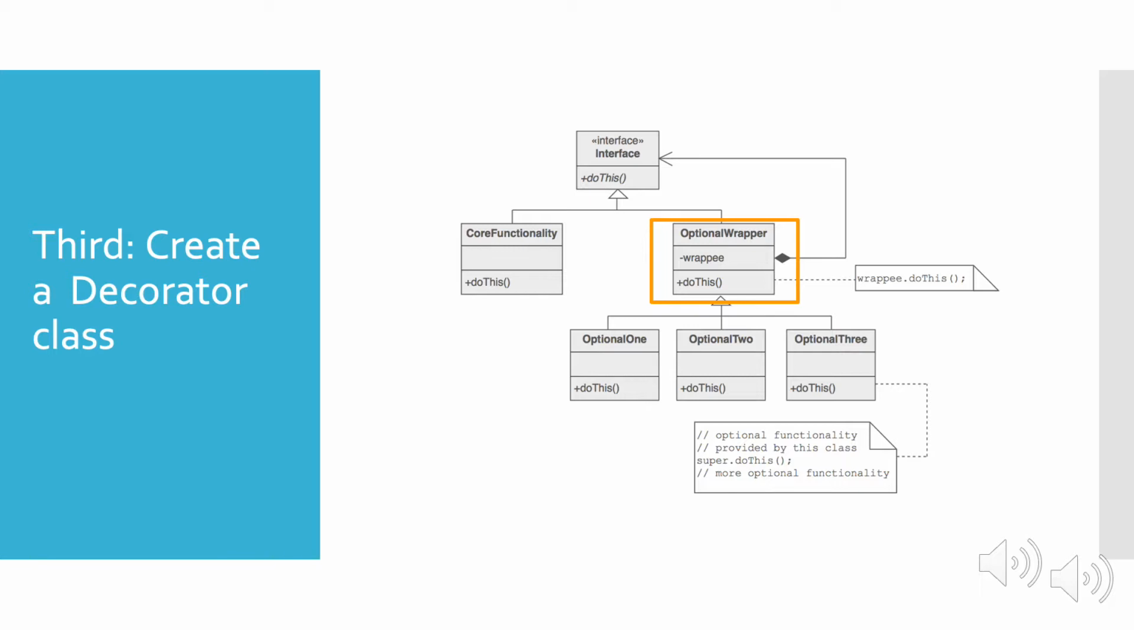The next thing to do is create a class that will be your decorator class. For this example, we have called it a decorator, but that is not required. This will include all the optional additions to the base book or core functionality.